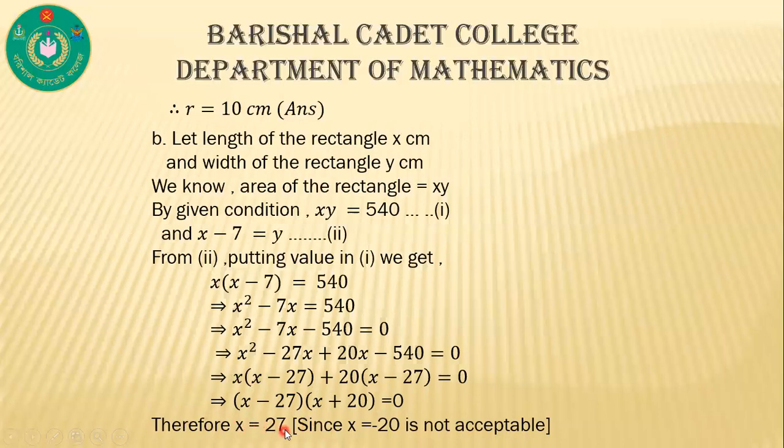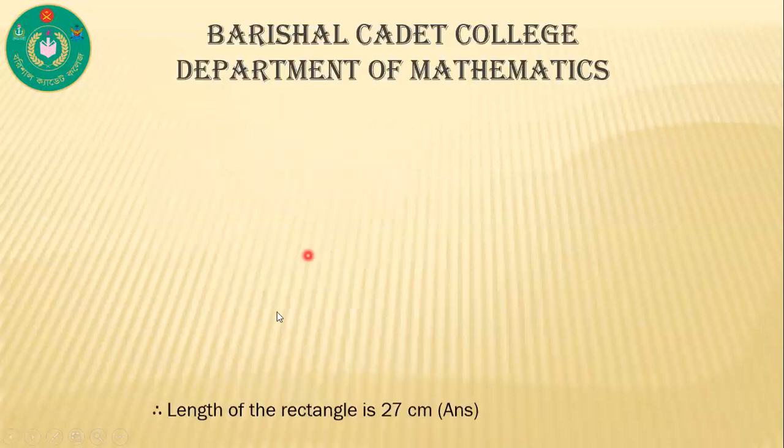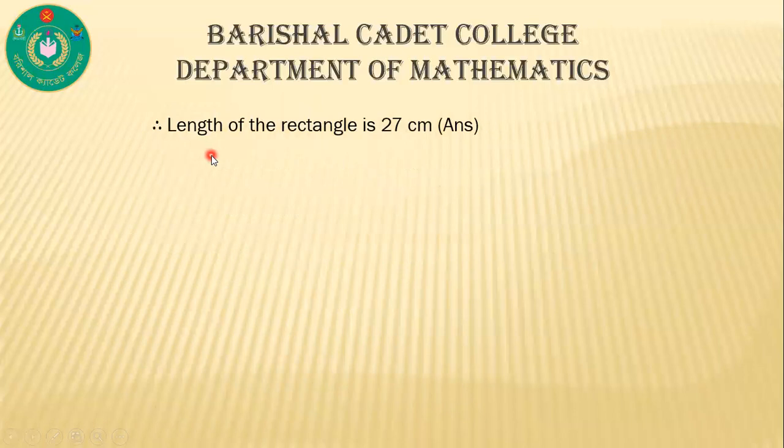Therefore, x equal to 27, because x equal to minus 20 is not acceptable. You know, sides are always positive. That's why we can write x is equal to 27. So our required length of the rectangle is 27 centimeters. This is our required answer.